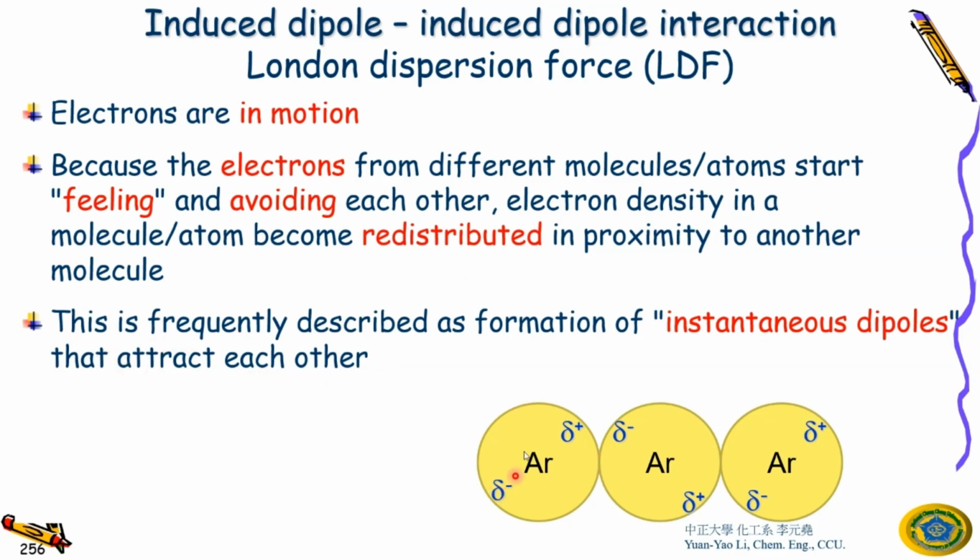So at time 1 the electron distribution might be like this, but at time 2 the electron distribution might be like this, and then this, right, and this. So it depends on different timing. You have different electron distributions, and this is called London dispersion force. We also call this a time-fluctuating dipole. This dipole changes with time.